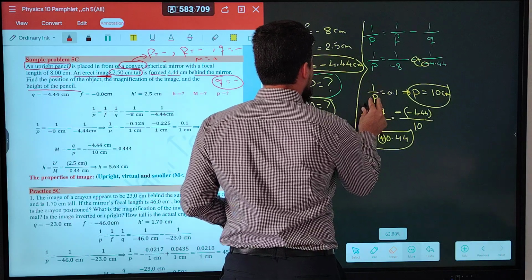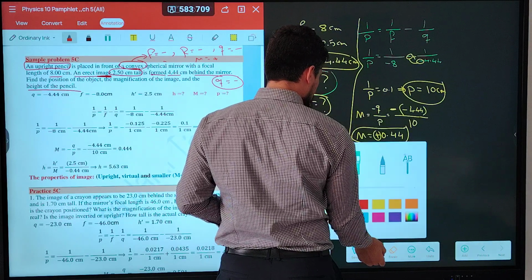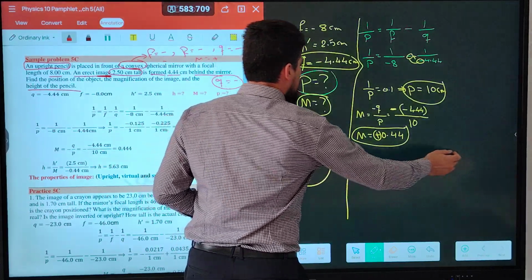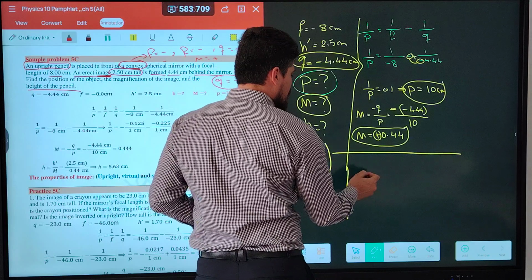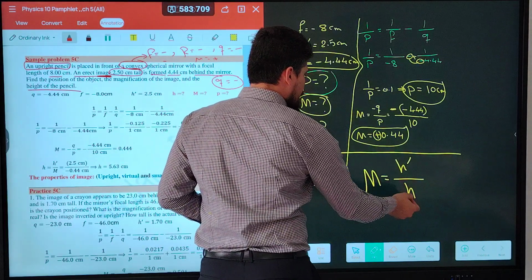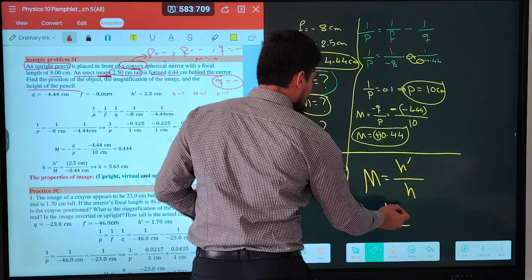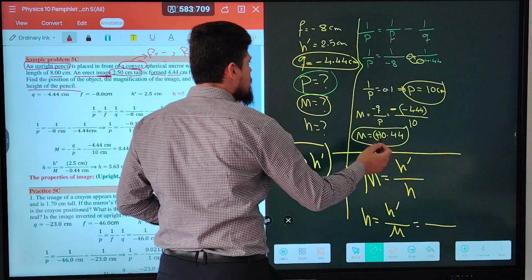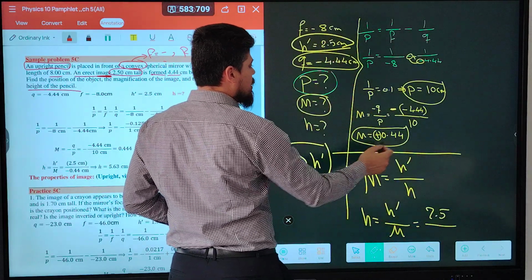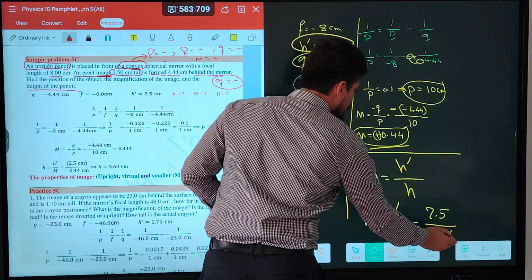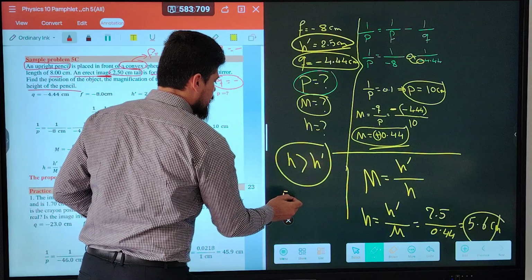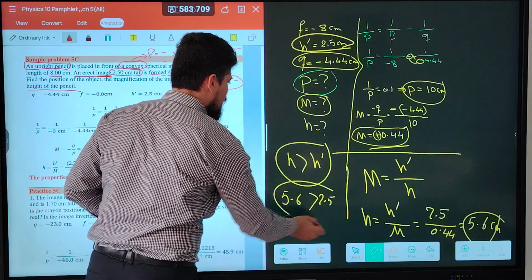The last one, determine what? The object's height, h, should be bigger than h prime, always. How can you determine h? In which equation do we have h? In the equation of magnification, h prime over h. If you rearrange this equation, h is equal to h prime over m. H prime was given, 2.5. M, we didn't have M, but we found 0.44, which gives 5.6 centimeter. So 5.6 centimeter is bigger than 2.5.